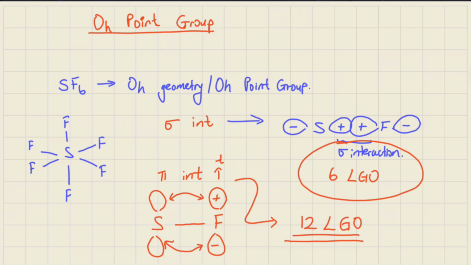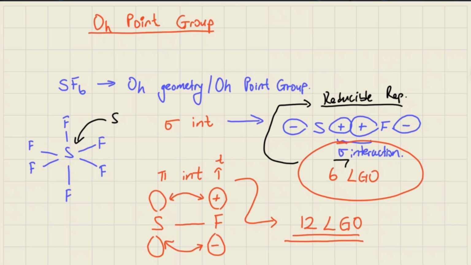And we need a reducible representation for the 6 LGO for the sigma interaction. And we also have to know the symmetry for the sulfur atom. So as you know, for the valence region, we have the 3s orbital for the sulfur and 3px, 3py, and 3pz orbitals for the central atom. So these will be used to construct the molecular orbital diagram.